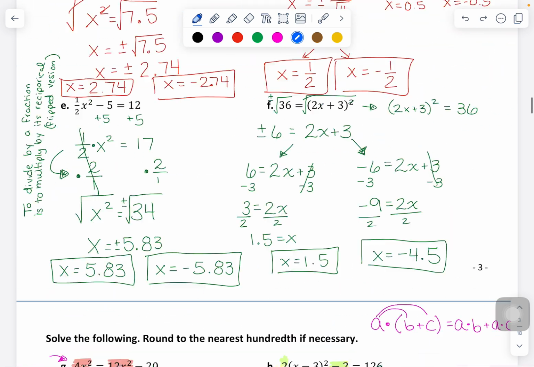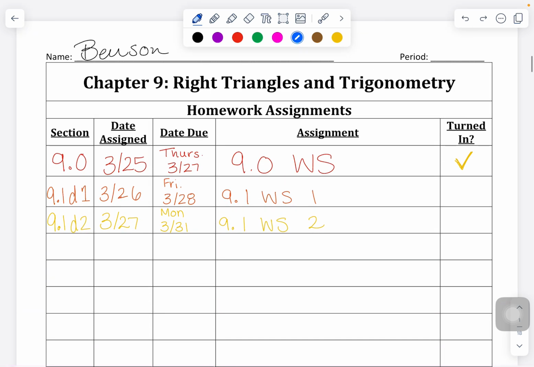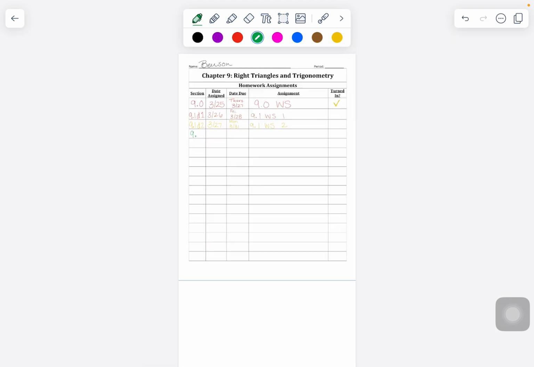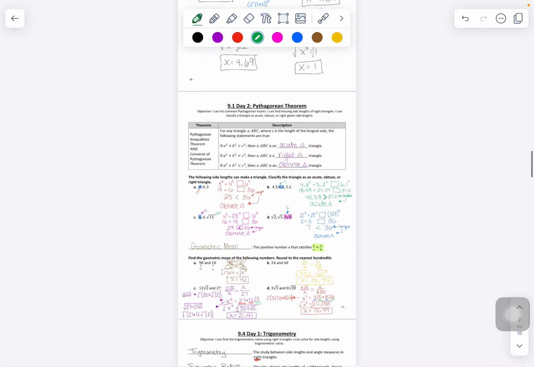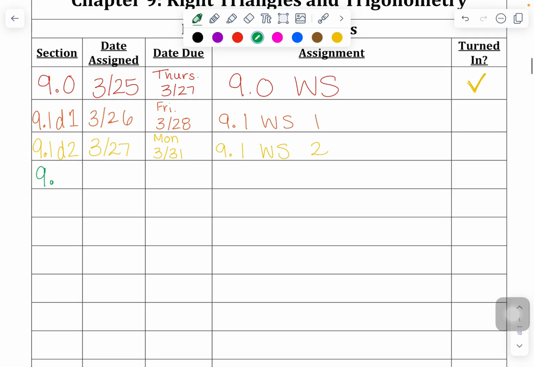Okay, so today we did section 9.4. Yep, because we skipped 9.2 and 9.3. 9.4, specifically, day 1. Okay, this is for Mondays, so it's the 31st. Our homework is due on Wednesday, which is April 2nd. 9.4, worksheet 1. Remember to turn in 9.1 worksheet 1 today and also be amazing for the sub.